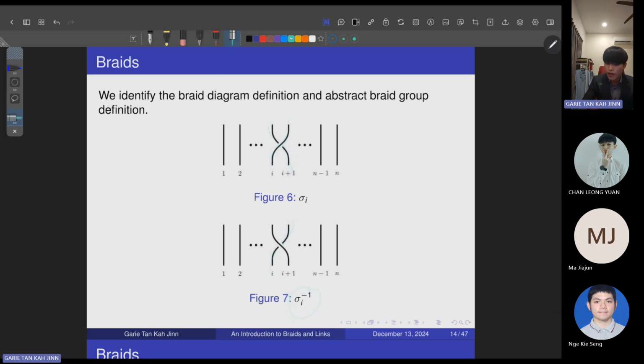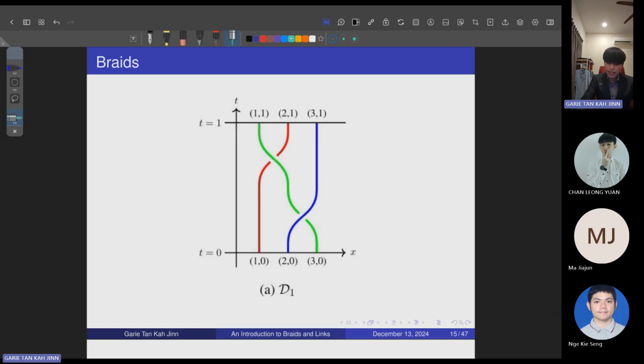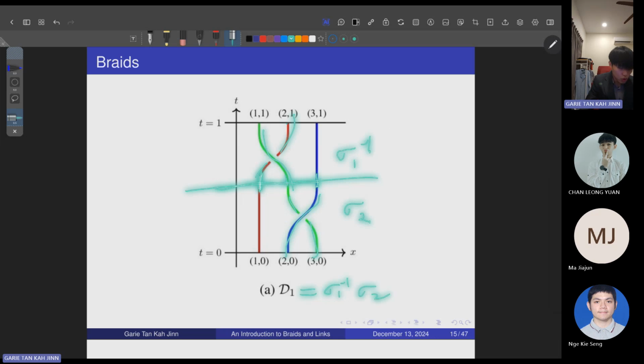Looking at this example again, if I draw a line like this, we can see that this is a sigma 2. This is a sigma 1 inverse, because we look at the strands as first, second, and third. The first strand is undergoing and crossing with the second. The second strand is overgoing, crossing with the third strand. Therefore, I can write this D1 as sigma 1 inverse sigma 2. If I am given sigma 1 inverse sigma 2, I can draw it back to this D1 also.